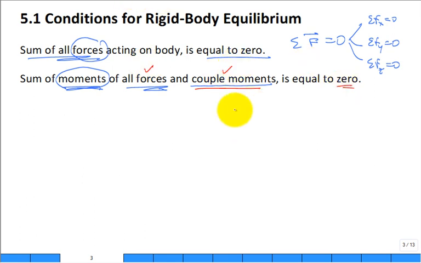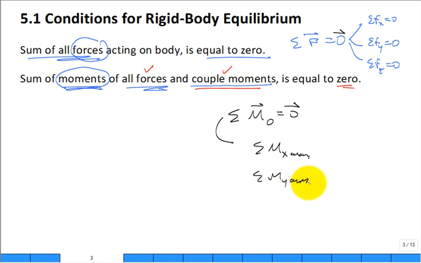So we have a sum of the moments, maybe about the origin, that's convenient, equal to 0. That's a vector equation. Maybe I should put the vector notation on top of that 0 to emphasize this is a vector equation. And then we're going to have the sum of the moments around the x-axis, the sum of the moments around the y-axis, and the sum of the moments around the z-axis. And those are our three scalar equations.